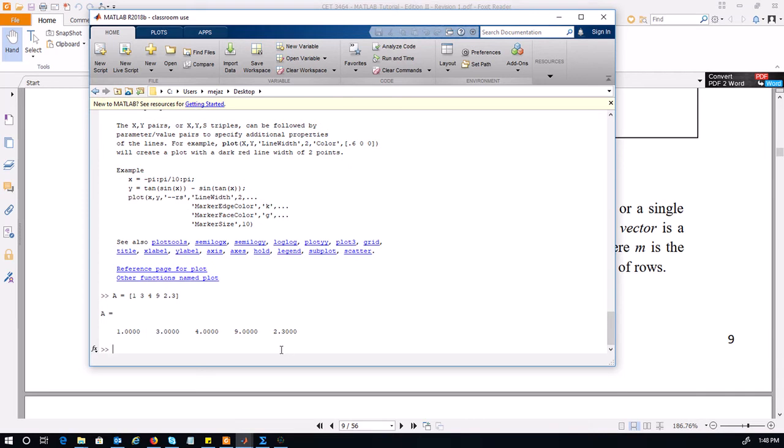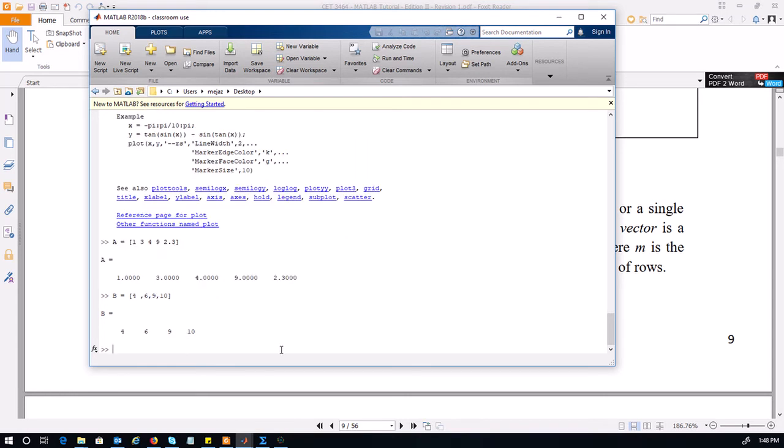That's a vector. So you define the vectors using square brackets. And either you leave a space between each entity of the vector, or you can put a comma. So you can do 4, comma 6, comma 9, comma 10, whatever. So that is also a valid way of defining a vector. These are row vectors because it has only one row, multiple columns, one row.